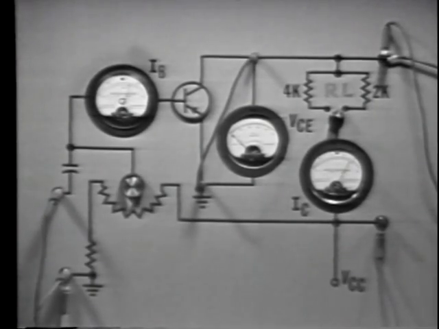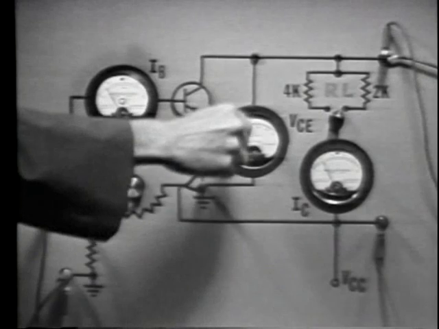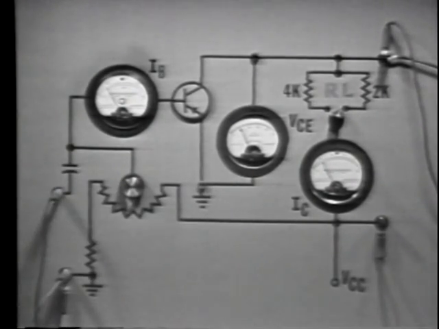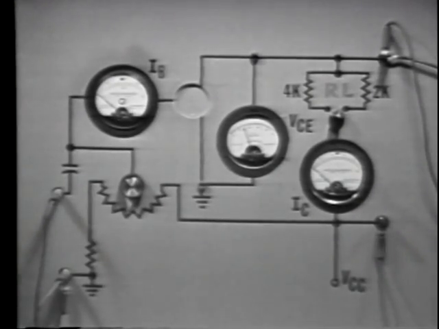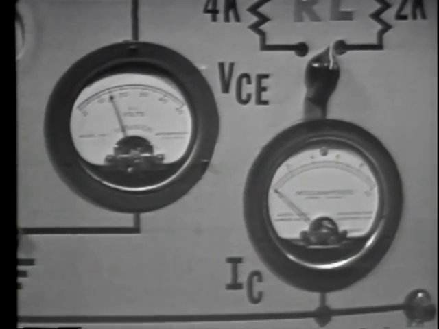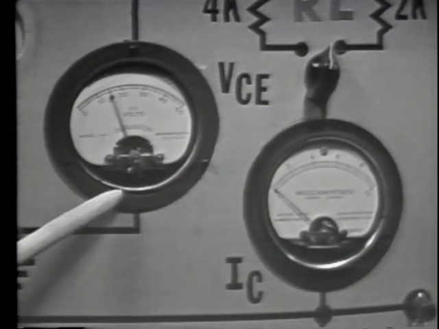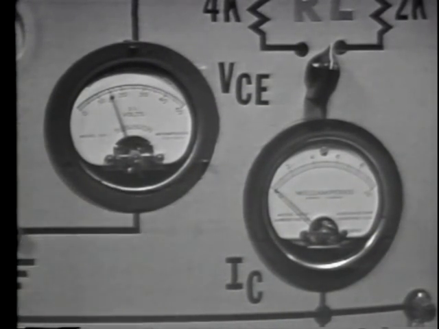Now, let's remove the short. And to show the circuit conditions when the transistor is not conducting, we'll remove the transistor from the circuit. Now we have an open, and the collector to emitter voltage is 15 volts, while collector current is 0 milliamps.